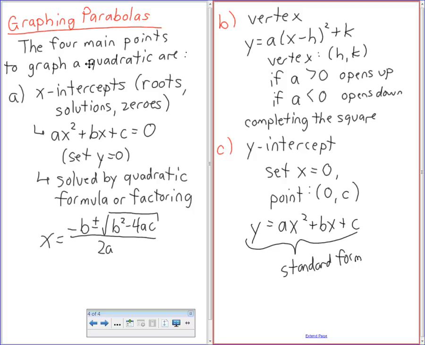Remember last year, you guys probably talked about standard form, factored form, vertex form? Okay, and we're going to use all 3 of these things to graph. I'm going to hopefully get through 2 or 3 graphs if I can.